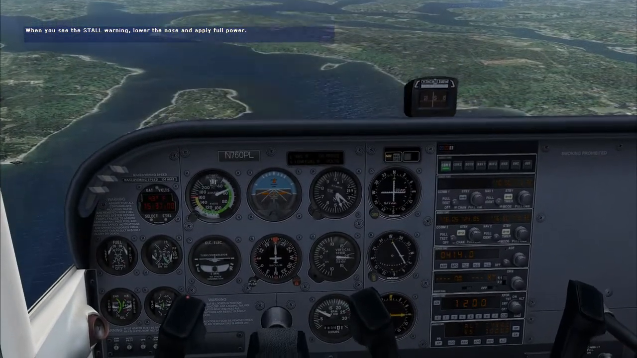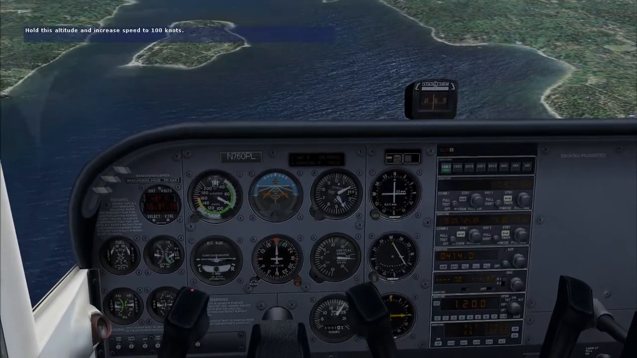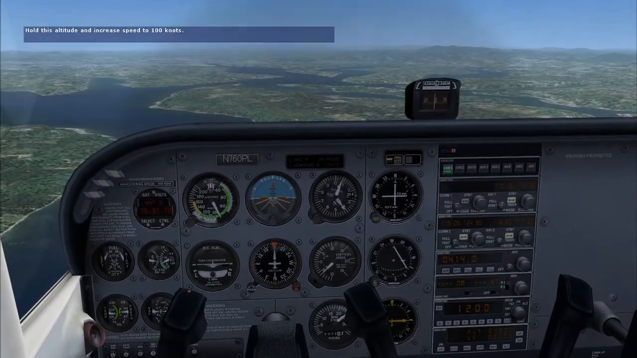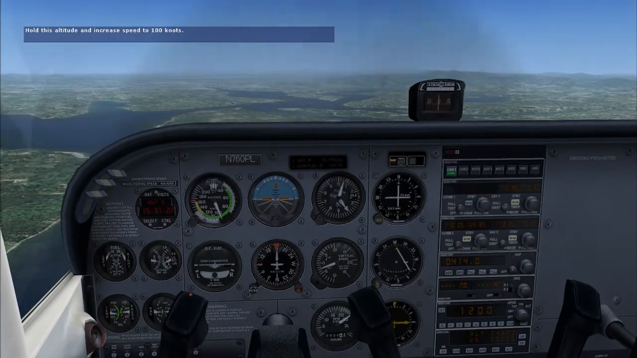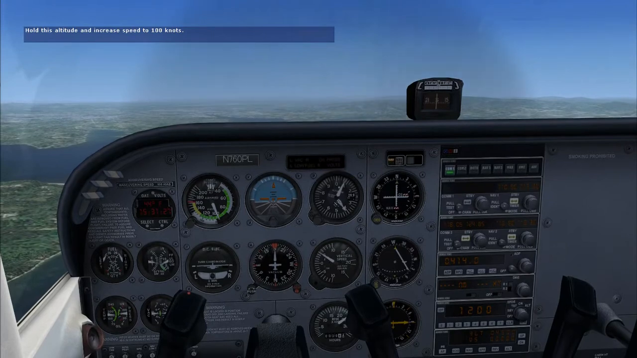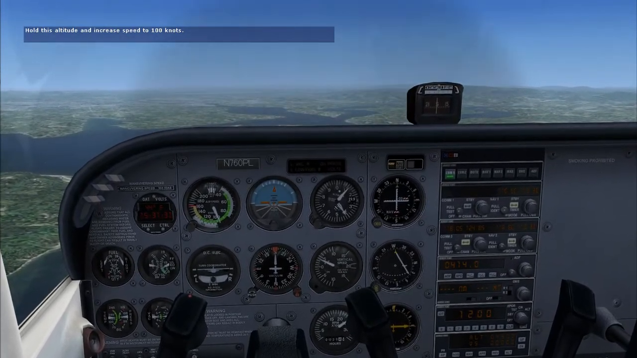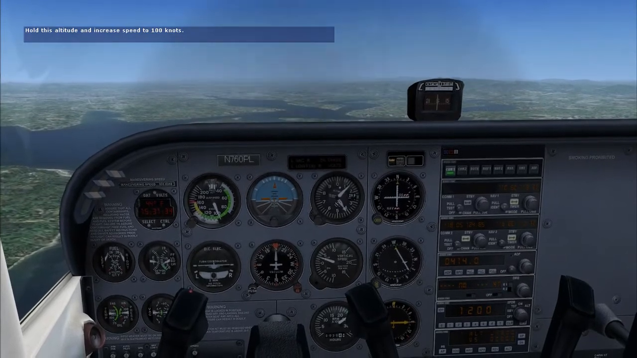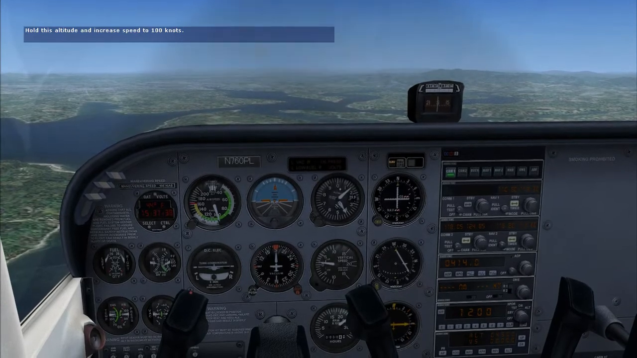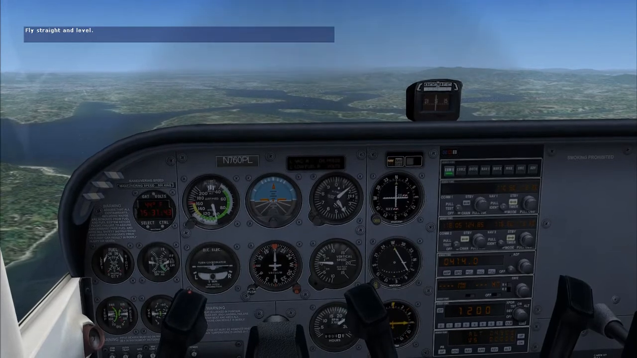There's the stall warning, so let the nose down and apply full power. Now raise the nose above the horizon for just a second to gain a little altitude, then resume straight and level flight. Congratulations, you did your first unassisted stall recovery.